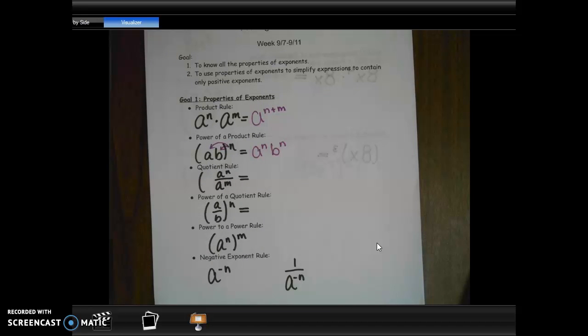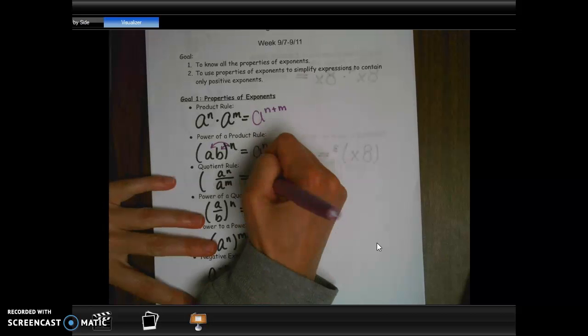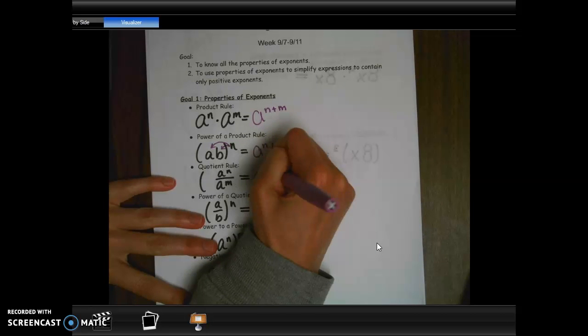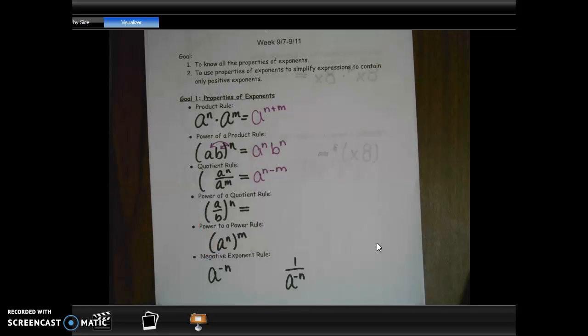Alright, quotient rule. Quotient means to divide. So if we multiplied meant we added, division means we're going to subtract. You'll take your powers this time and subtract them. Right? Power of a quotient rule. Remember, if there's a set of parentheses, anything outside it goes to everything inside it.